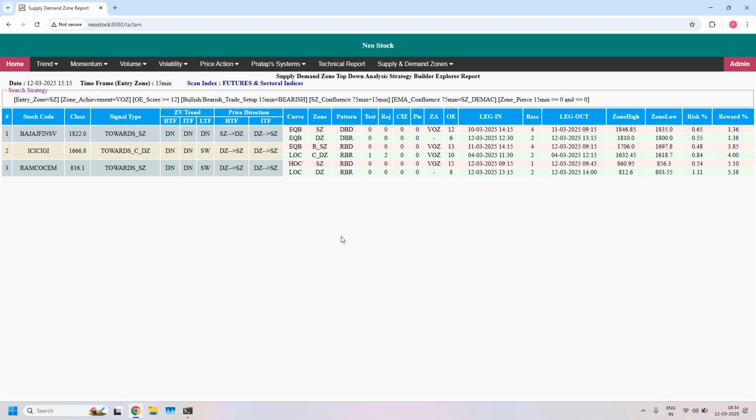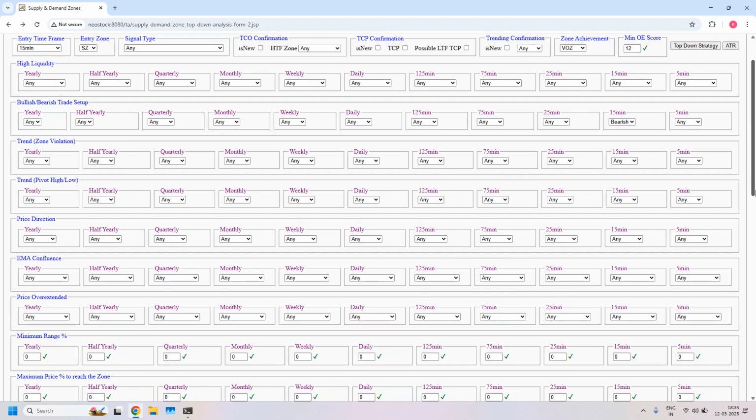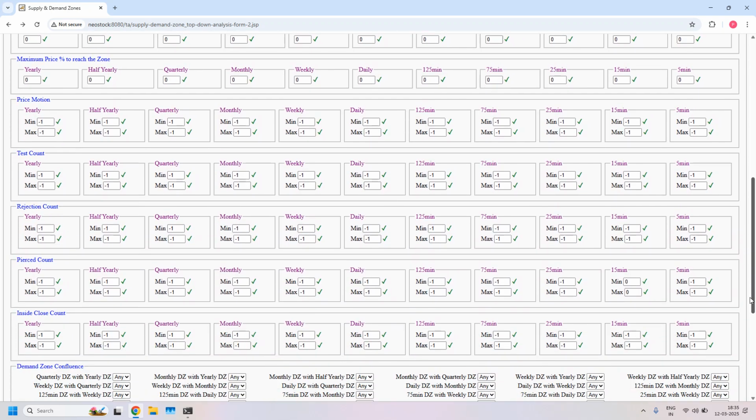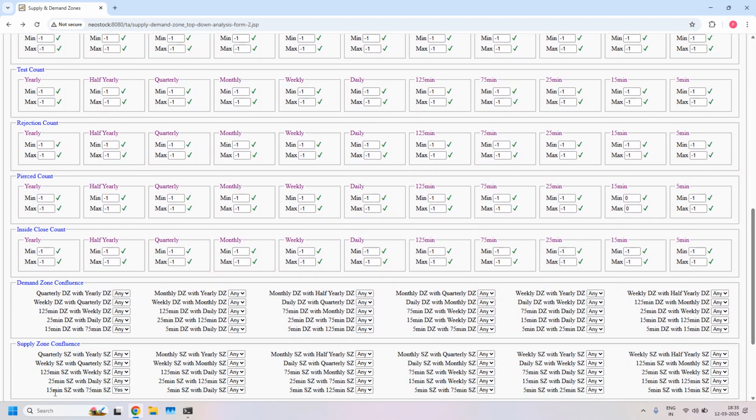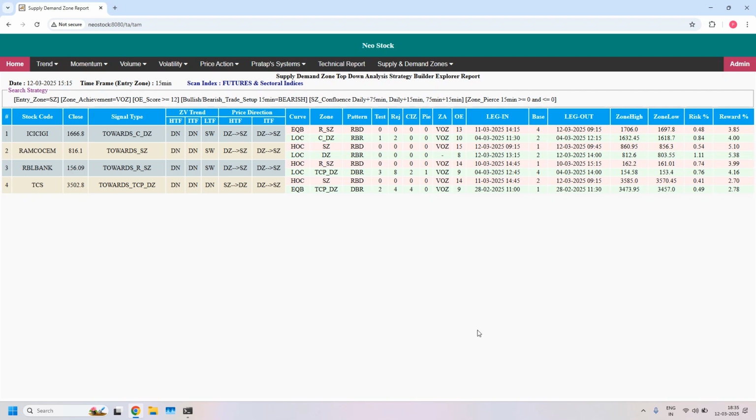Next, we will look into LTF, ITF, and HTF supply zone Confluence supported stocks. I am removing this ITF, EMA filter. In the supply zone Confluence, we should set 3 filters. First filter is already enabled. Next, 15-minute supply zone with daily supply zone Confluence, and 75-minute supply zone with daily supply zone Confluence. With all the 3 filters, we got 4 stocks.